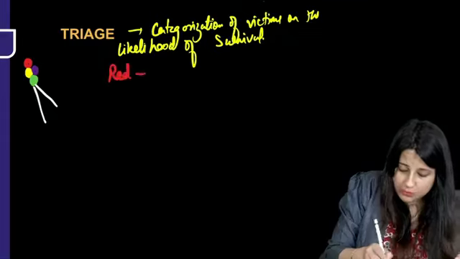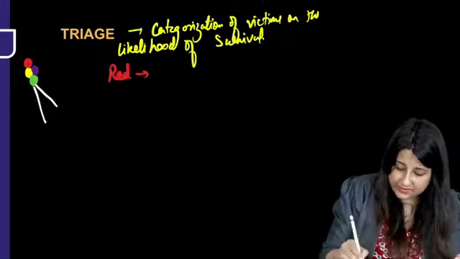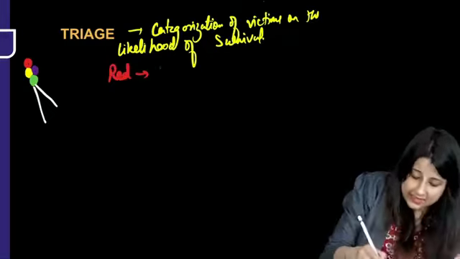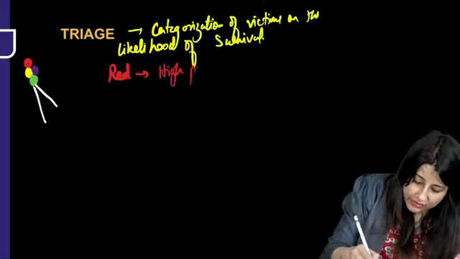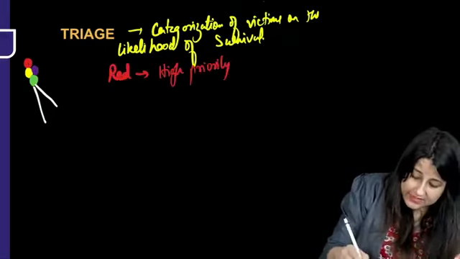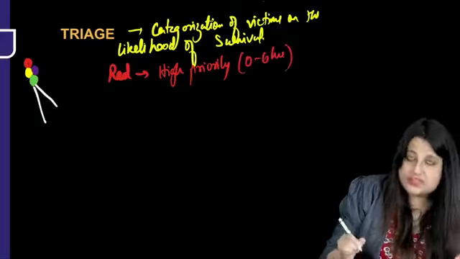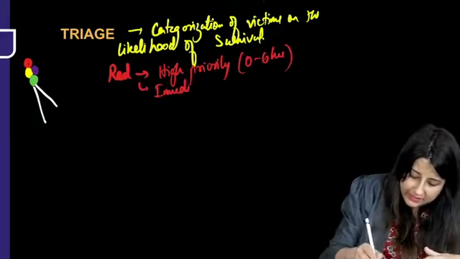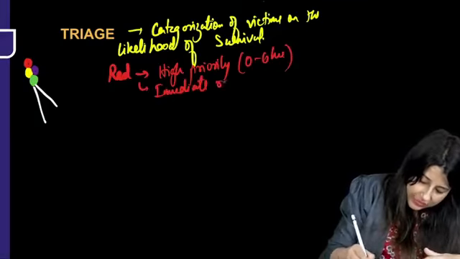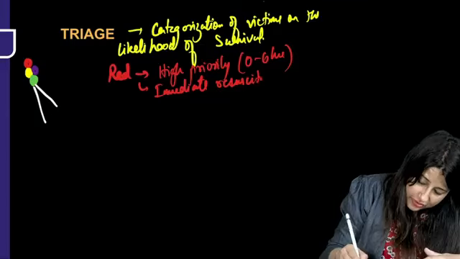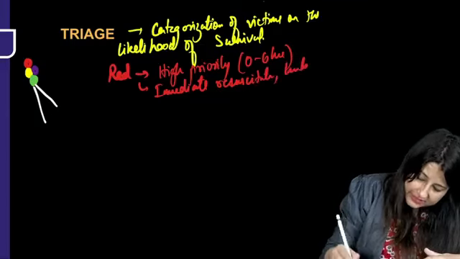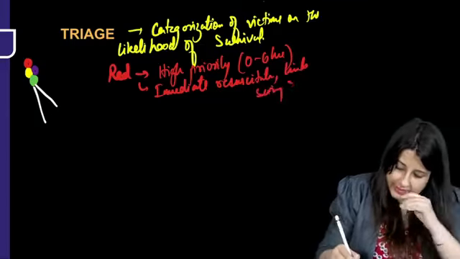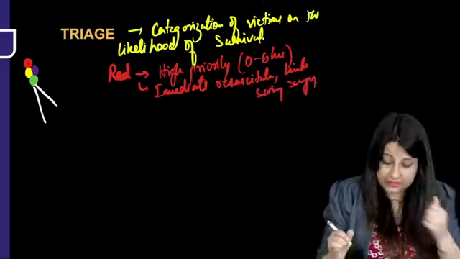Red. If anybody asks you guys, what is red category? So red is high priority. This has to be catered within the first 6 hours. Here the person may be requiring an immediate resuscitation or also limb saving surgery.